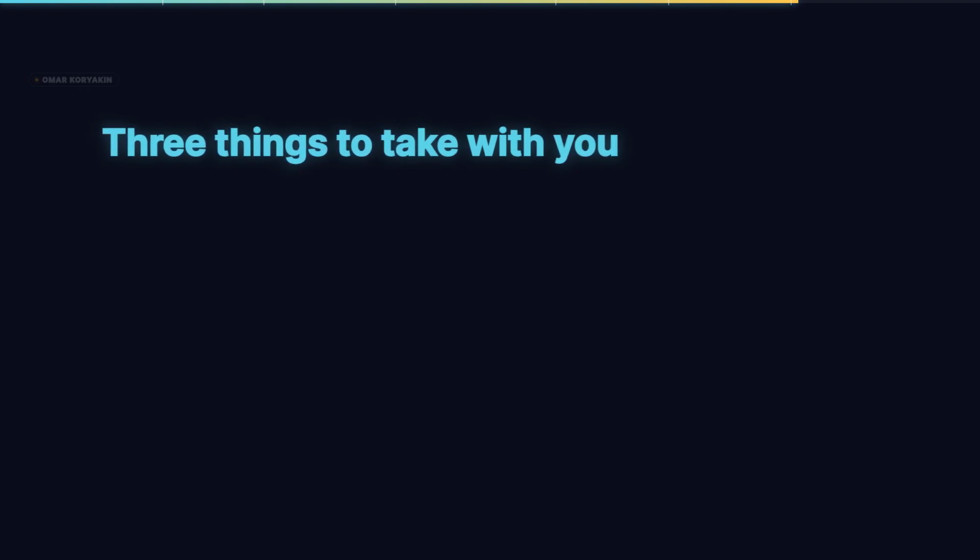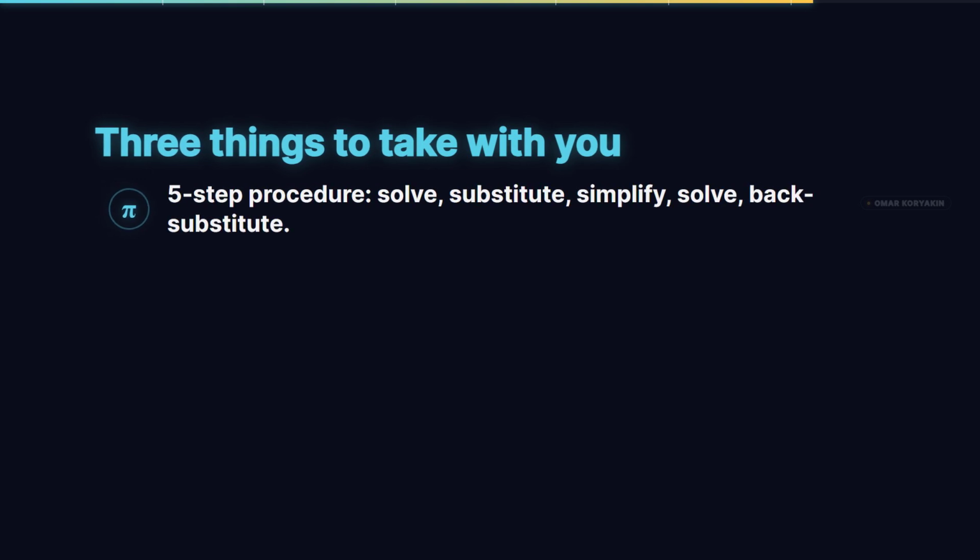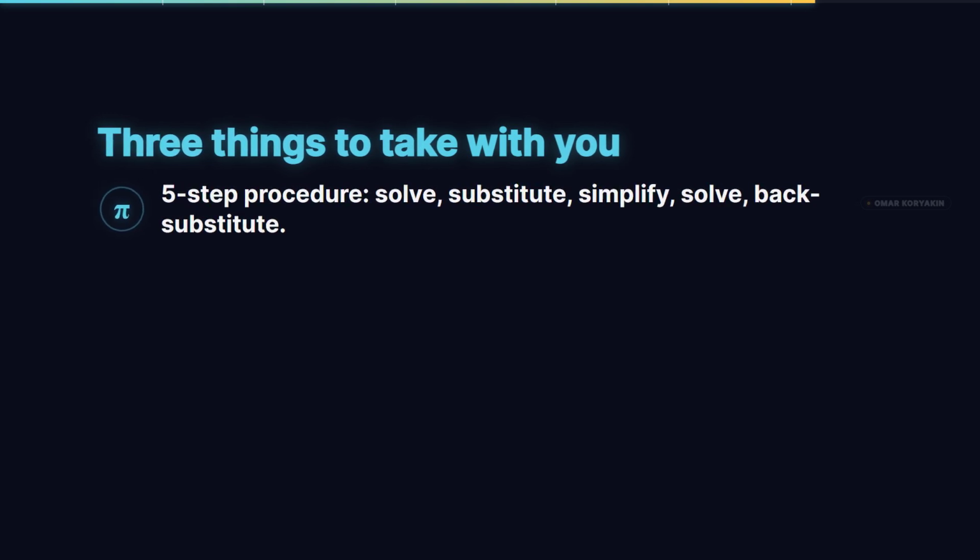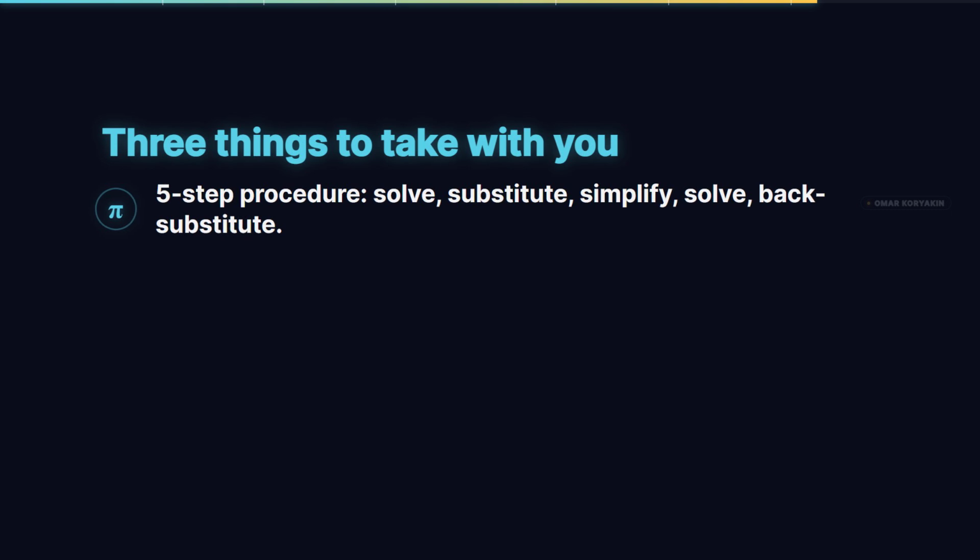Substitution is the workhorse algebraic method for solving systems of equations, and mastering the 5-step procedure now sets up every harder system solving topic in the rest of the algebra course and into the linear algebra material later. First, the 5-step substitution procedure is solve, substitute, simplify, solve, back, substitute.